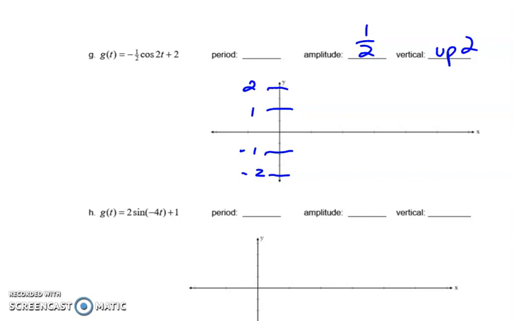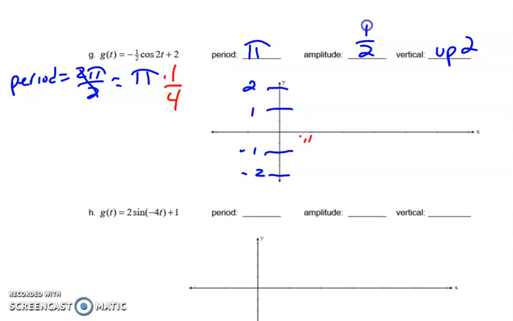With B being 2, 2 pi over 2, which makes the period pi. So if we multiply by 1/4 or divide by 4, we're going to have pi over 4. I'm sorry, that would be pi over 2. And 3 pi over 4 and then pi.